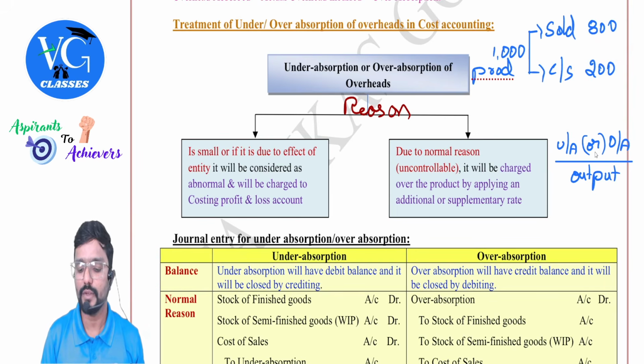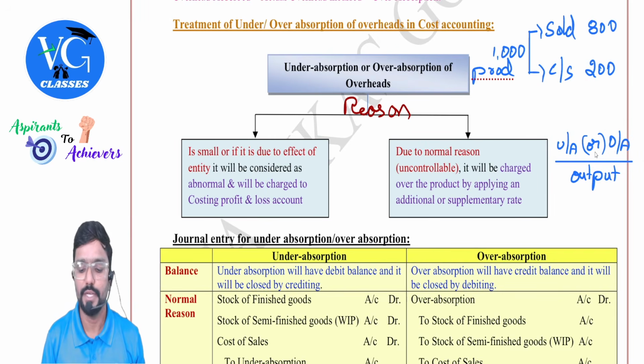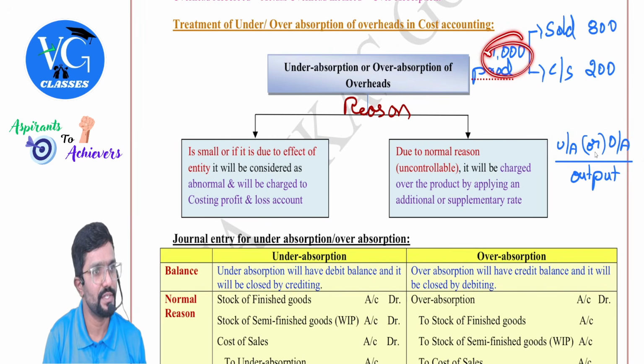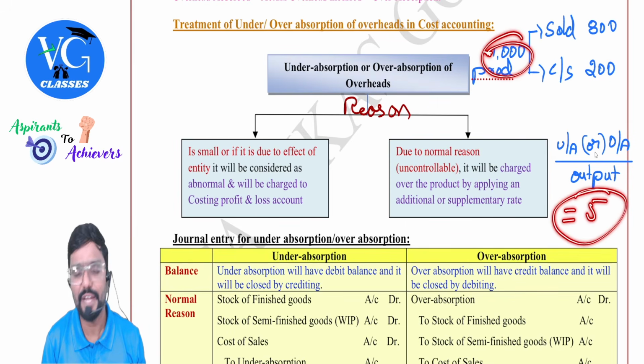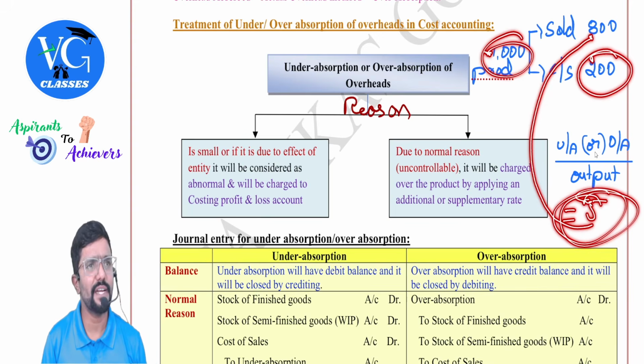Yes, sir. Now, first find out the amount of under absorption or over absorption. Divide it by 1000 units. Assume you get 5 rupees. How much has to be adjusted against cost of goods sold? 5 into 800. How much has to be adjusted against cost of closing stock? 5 into 200.